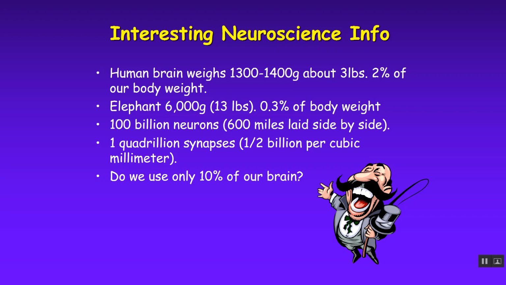You have 1 quadrillion synapses, which is how neurons communicate, and that's 500 million per cubic millimeter. So when you look at just a cubic millimeter within the brain, especially in the cortex, you could have up to 500 million connections or synapses between those cells. I mean, it's just staggering, crazy. Have you heard that term, do you use like 10% of your brain and all that kind of stuff, only 10% of your brain at a time?